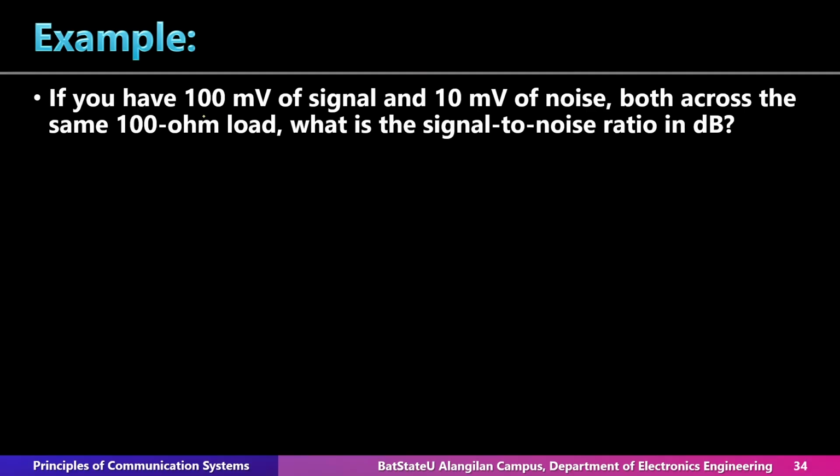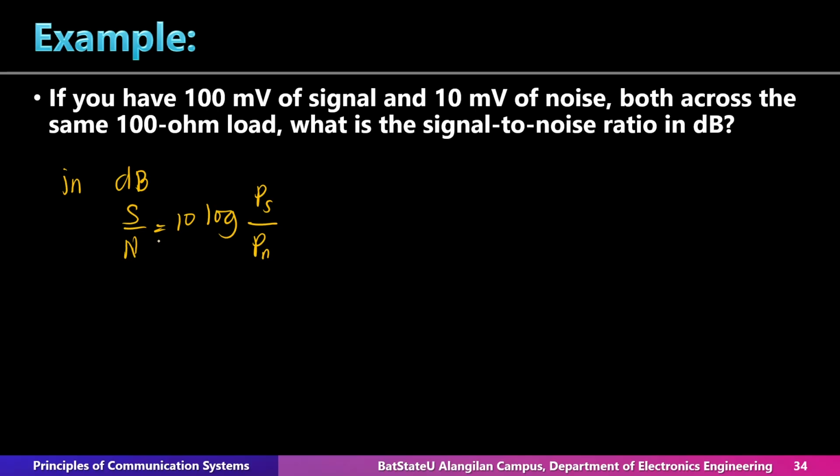If you have 100 millivolts of signal and 10 millivolts of noise, both across the same 100 ohm load, what is the signal-to-noise ratio in dB? So, if we will get the signal-to-noise ratio in dB, that will be 10 log of the power of the signal divided by the power of the noise. So, yan yung ating S over N.